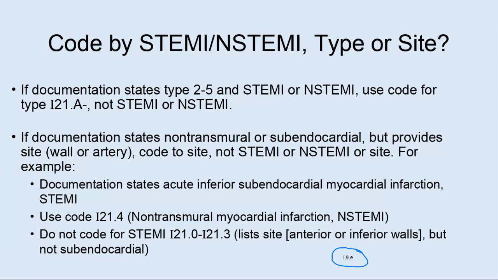subendocardial, not STEMI or inferior wall. You're going to code it by subendocardial or non-transmural, and you're not going to use an additional code. So pick one. Non-transmural and subendocardial are more important than whether it's a STEMI or an NSTEMI.